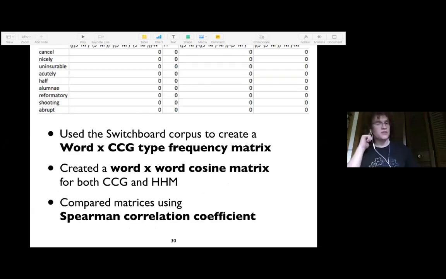So I constructed essentially combinatory categorical grammar vectors, which are very sparse vectors that show how frequently each word is each combinatory categorical grammar type. Then I constructed a word-by-word cosine matrix for both the combinatory categorical grammar vectors and the BEAGLE vectors. And then I compared these two cosine matrices using a Spearman correlation coefficient.